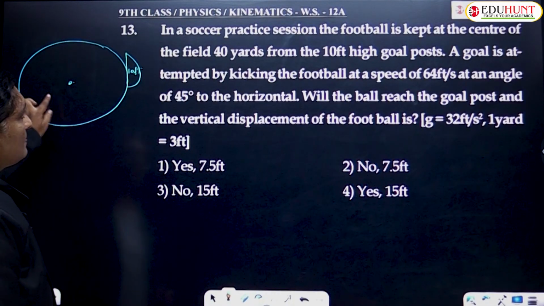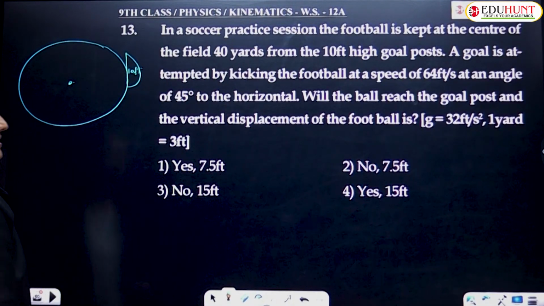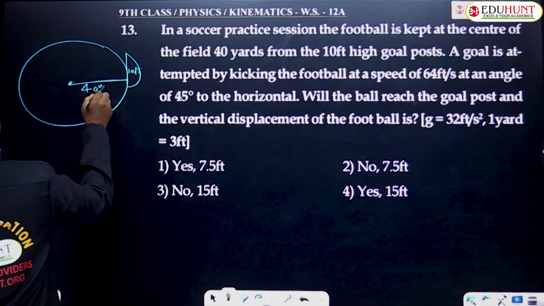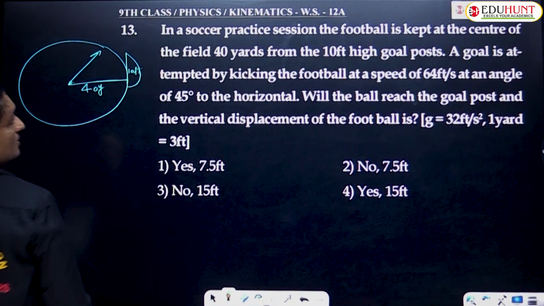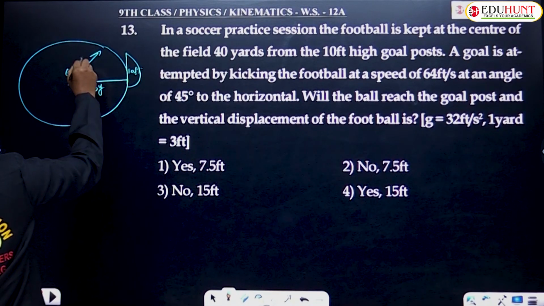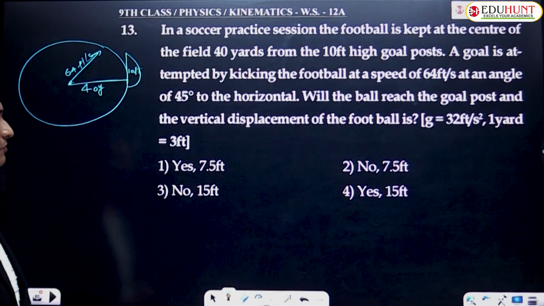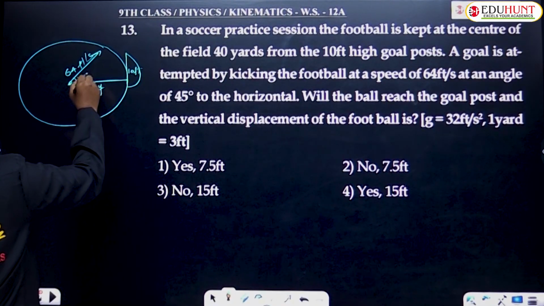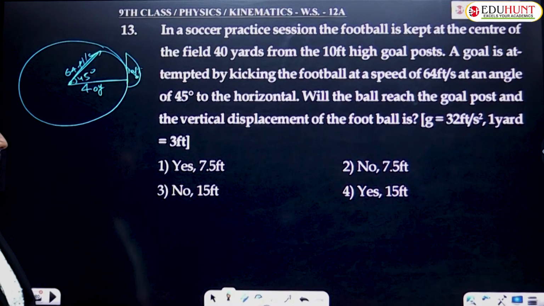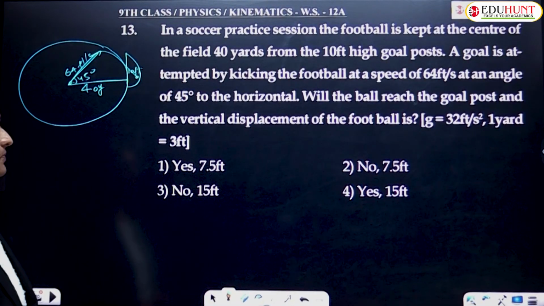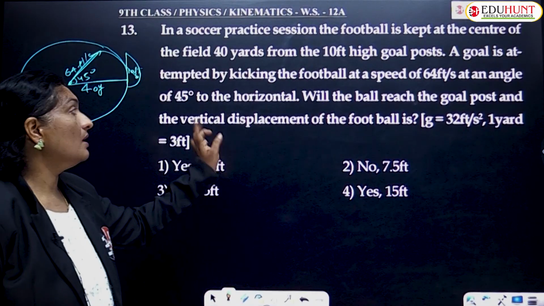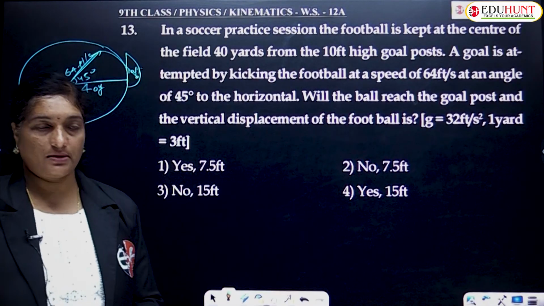A goal is attempted by kicking the football at the speed of 64 feet per second. This is the range. Range was given as 40 yards, and it was attempted by kicking the football at a speed of 64 feet per second. The angle was given as 45 degrees. The ball will go and it has to reach the goal point. First of all, two questions were asked here. Will the ball reach the goal post? And second, the vertical displacement of the football you are asked to find out.